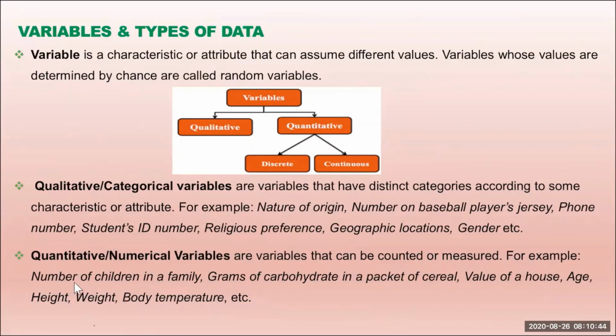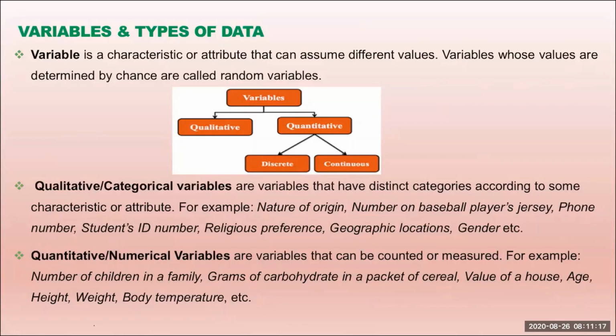For example, the number of children in a family. Let's say there are 5, so you can count. Grams of carbohydrate in a packet of cereal. How many grams of carbohydrate are there in a packet of cereal? That's a pure number. The value of a house, 300,000 maybe. That's the value of the house. It is a pure number, so it is quantitative. For example, age. What is your age? 27 years. 27 is a pure number. So that is a quantitative variable.